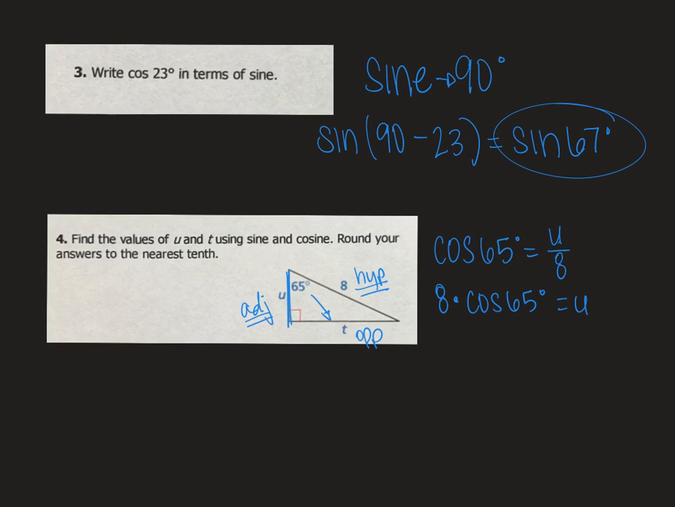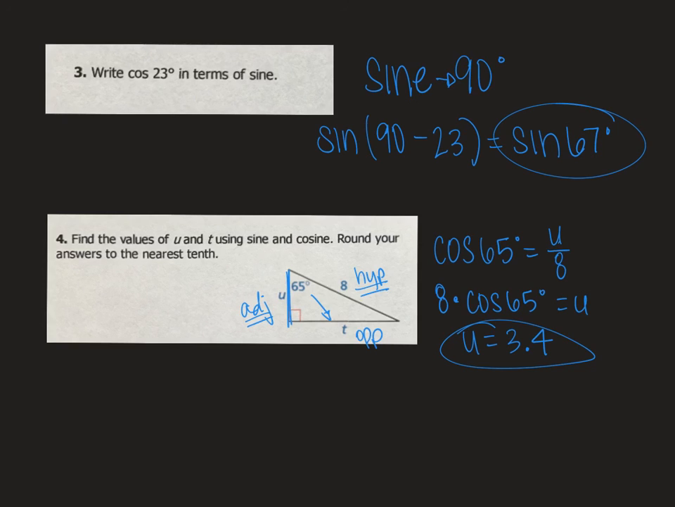So again, I would encourage you to do 8 first times cosine of 65 in your calculator. That way you don't accidentally multiply the 8 and the 65 together. So 8 times cosine of 65 should give you a U value of about 3.38. Oh, sorry, it wants it to the nearest tenth. So if we round that to the nearest tenth, 3.38 becomes 3.4.